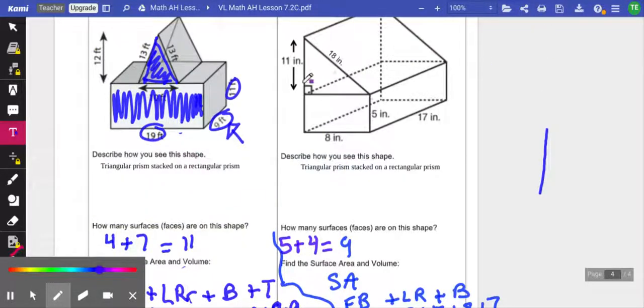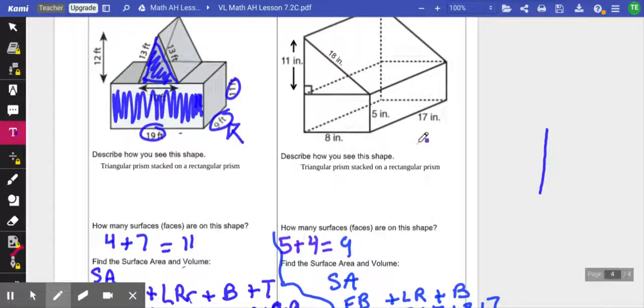Okay, so when I'm looking at this shape, I see that I have a rectangular prism stacked on a triangular prism, or a triangular prism stacked on a rectangular prism. The top of the rectangular prism is hidden. It's not showing. So there's 5 faces coming from the rectangular prism. The bottom of the triangular prism, that's not showing. So we have 4 faces coming from there. So we have a total of 9 faces.